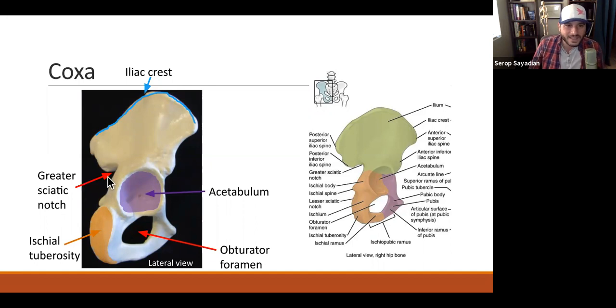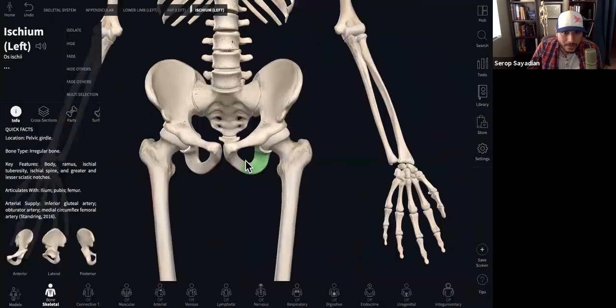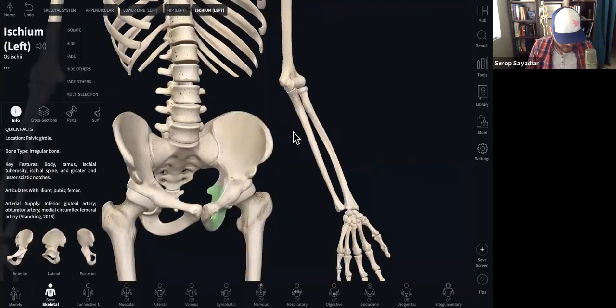Okay, so that's the greater sciatic notch. And then we have this big circle right here. It's the crater. Look at this crater right here. This is going to be the socket for the hip. We call this the acetabulum. This is my favorite bone structure, the acetabulum. Okay, so let's look at some of these structures on Arthur. First you're going to have that arch right here called the iliac crest.